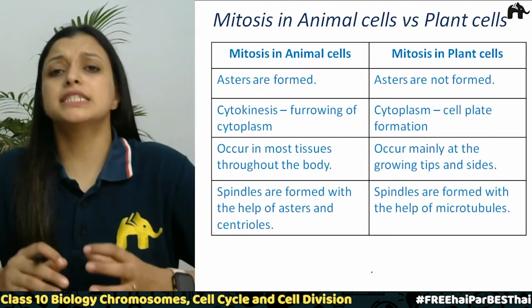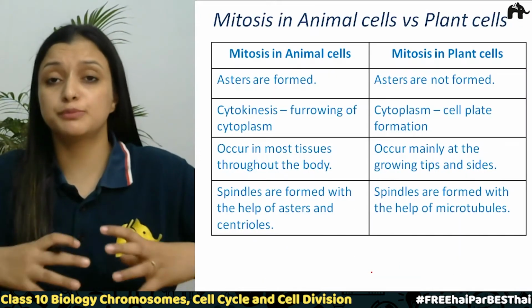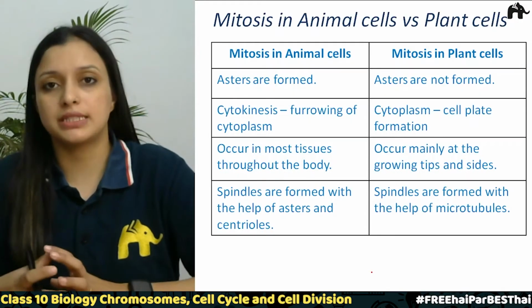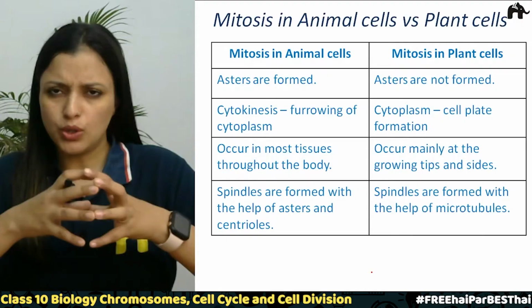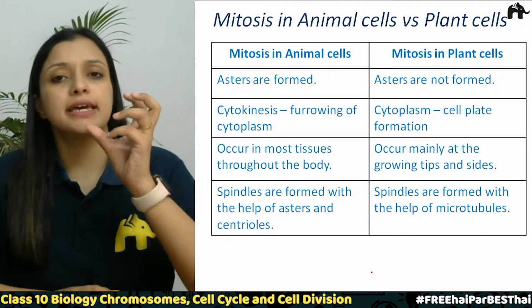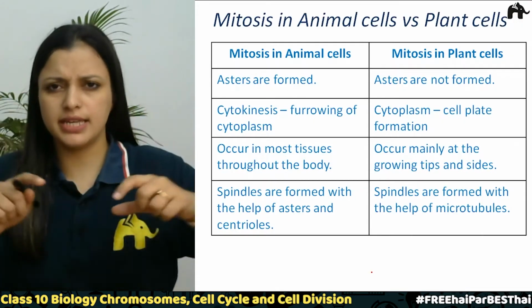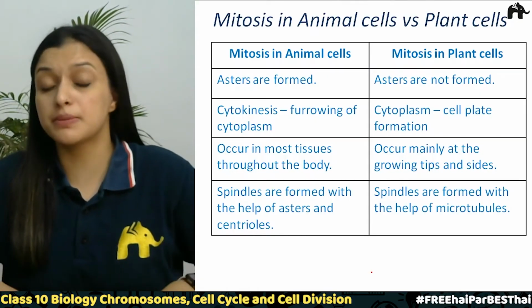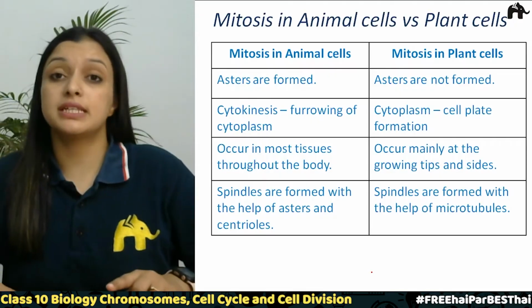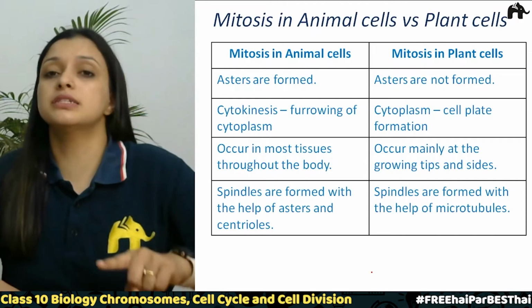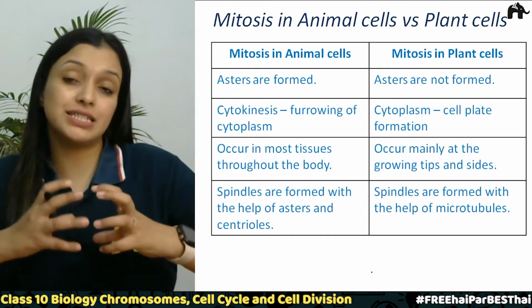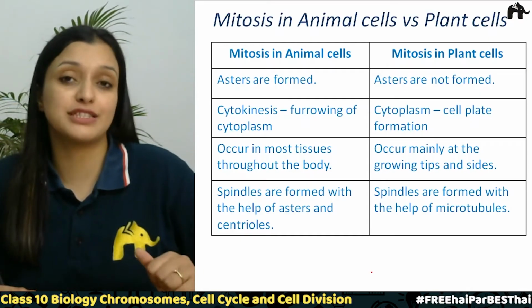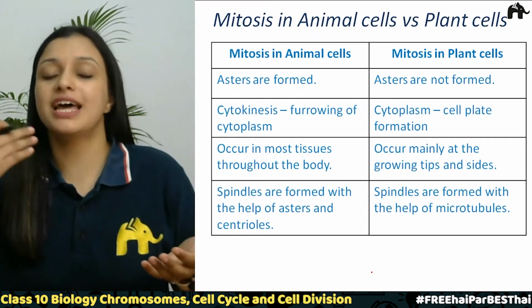Correct? Let us now talk about the difference between mitosis in animal cells and mitosis in plant cells. As we know, in case of animal cells, there is a single layered wall, right? There is a single layer covering around animal cells, that is the plasma membrane. But in case of plant cells, there is a plasma membrane and there is a cell wall too. Correct? So this leads to one of the differences in mitosis in plant cell and animal cell.